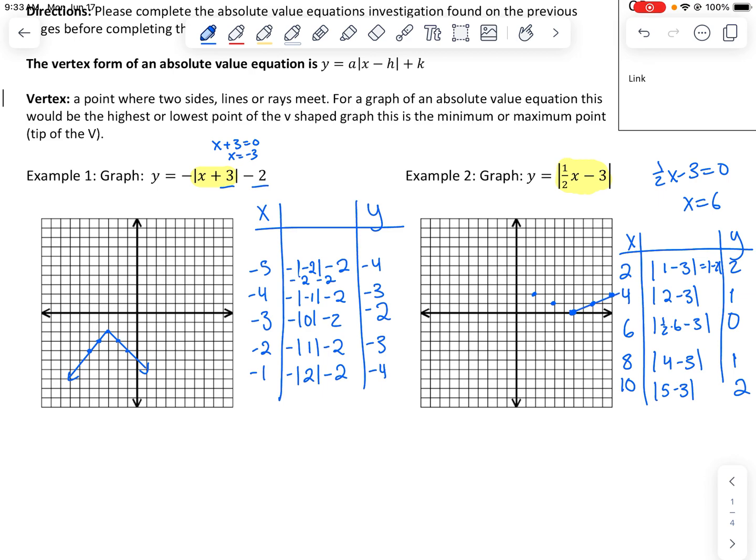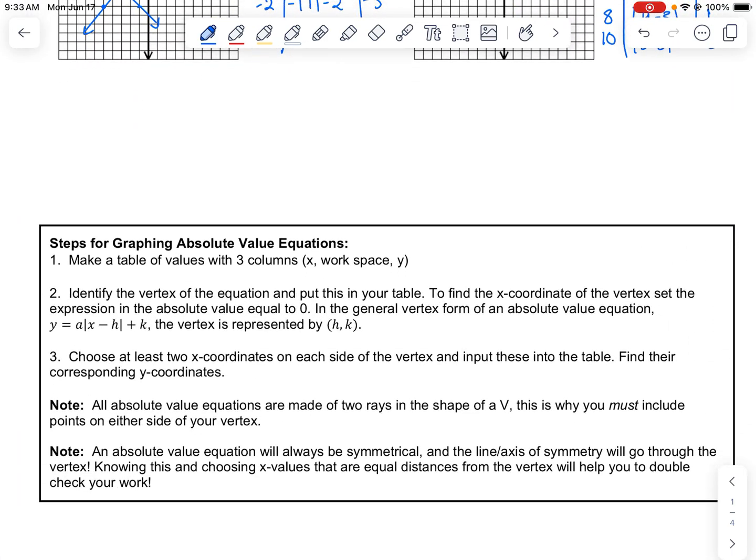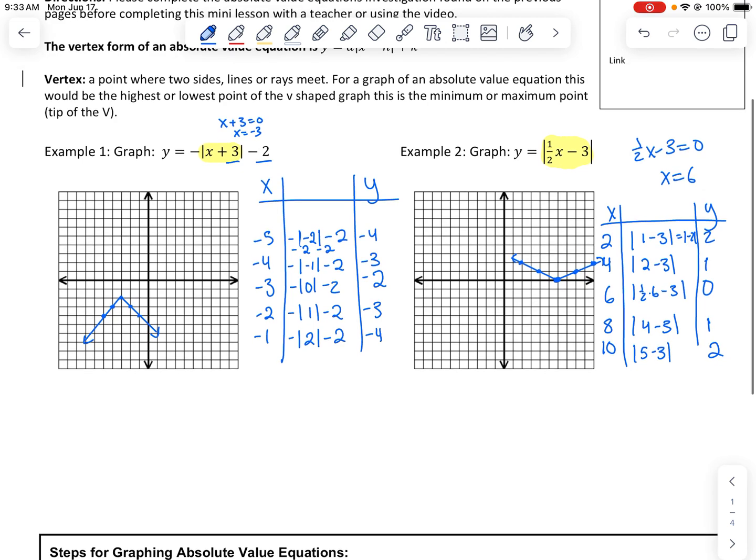And again, I can do a bunch of things to check this. So first of all, I know that since the coefficient out front, there is no negative, it should be aimed up. I know that my slopes will be 1/2 or -1/2 here. I know that my vertex will be, from this I'd get 6, and then I'd get the plus 0 here, so 0. And this is symmetrical. So you can always check out the steps down at the bottom and the reminders, but hopefully these examples helped you to learn how to graph absolute value equations.